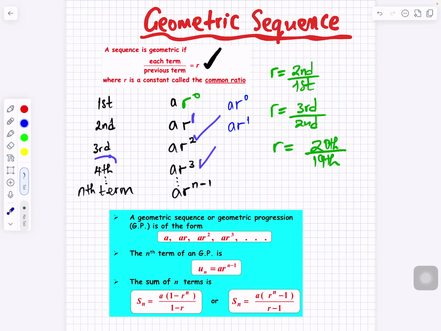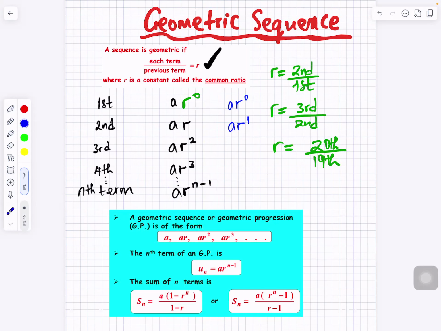So if you have the fourth term, the R is to the power 3. If it's the third term, the R is to the power 2. And if it's the n term, the R is to the power n minus 1. So that's the nth term formula. And this nth term formula is given in the formula booklet.